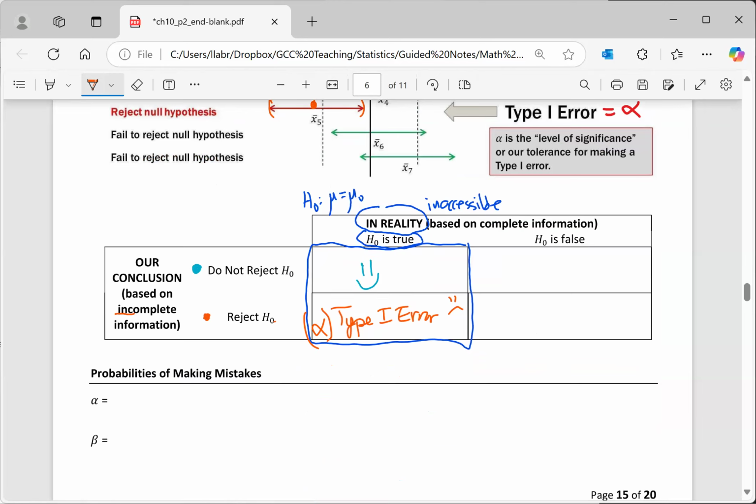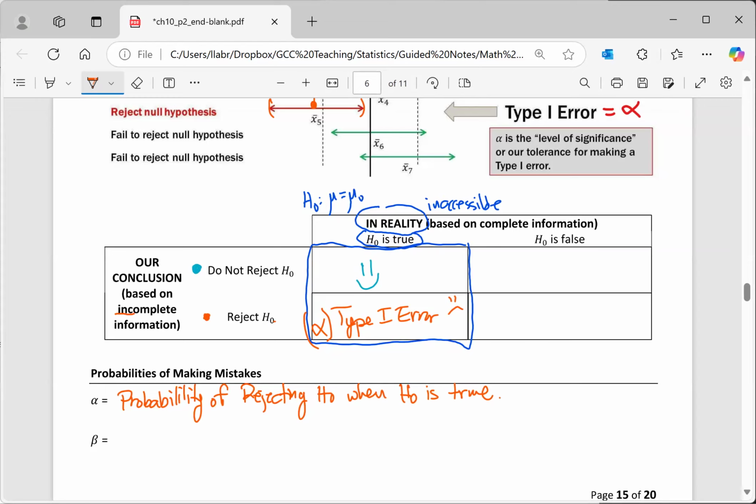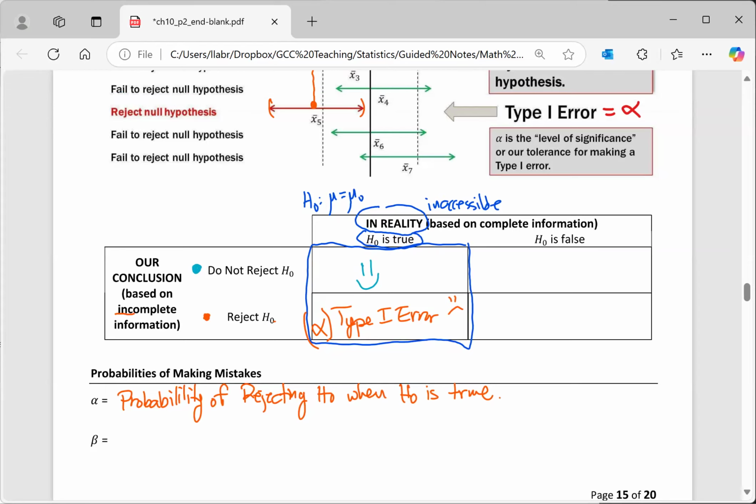So alpha is the probability of rejecting the null when the null is true. And this is something that we can control because we've always stated alpha ahead of time. We said at the significance level, we always said at what point is a sample going to become significant. So that is something that is under our control.